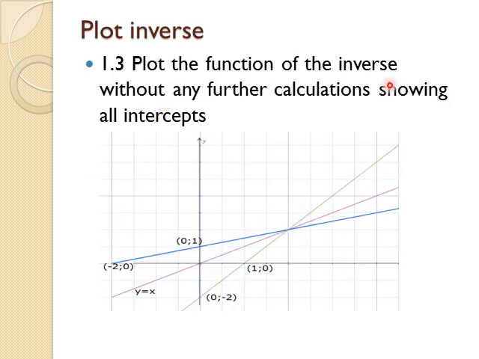Right, now plot the function of the inverse without any further calculations, showing all intercepts. So the straight line was given with (-2, 0) and (0, 1). We say without calculations, we assume you know its reflection about the line y equals x. You're simply going to swap the coordinates. X becomes y and y becomes x. So there (-2, 0) became (0, -2). (0, 1) becomes (1, 0), and I draw a straight line through those points. This pink line that I've drawn, you don't need to draw. That is just to show you that is where the reflection is taking place, y equals x.